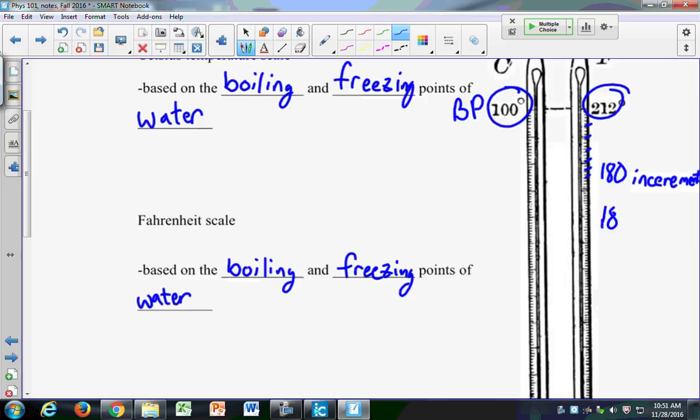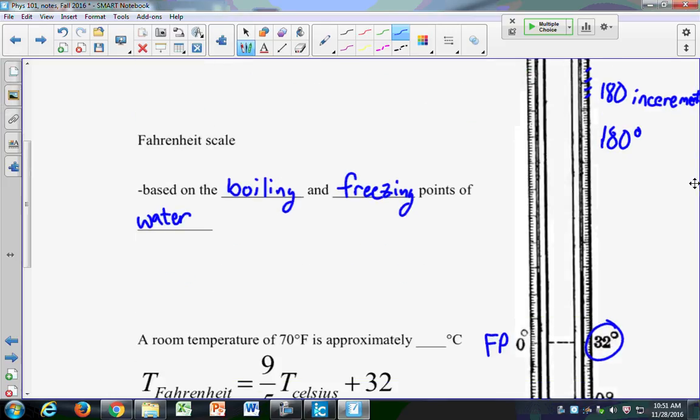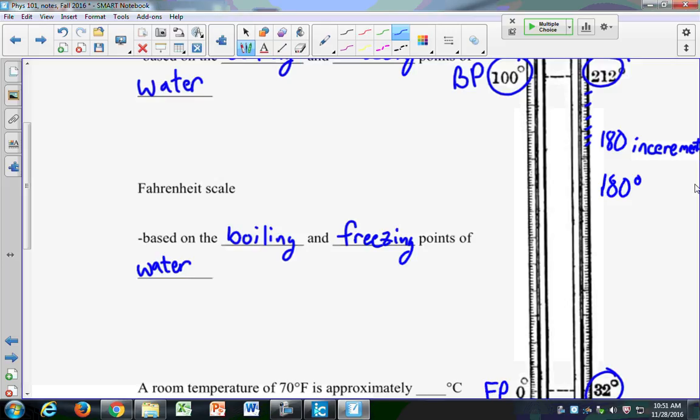180 increments, or you can think of 180 degrees. That's just 212 minus 32. Isn't that right? Did I do that right? Yeah. And here we have 100 degrees.